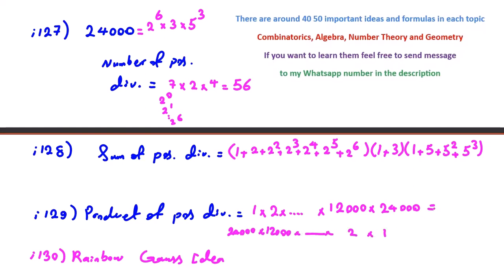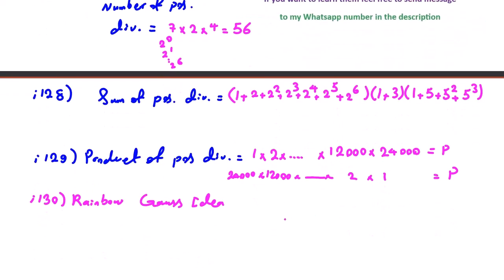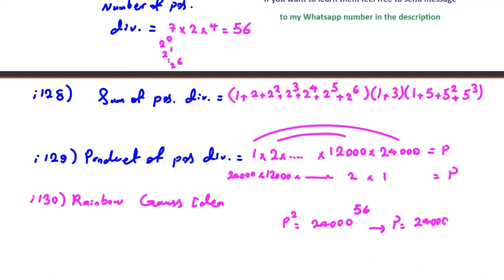So if you consider this product P, it will be what? P squared equals the product of all of them, each pair's product being 24,000. So 24,000 to the power of the number of divisors, 56. So P is 24,000 to the 28. So it will be n to the power of t over 2, where t is the number of positive divisors.